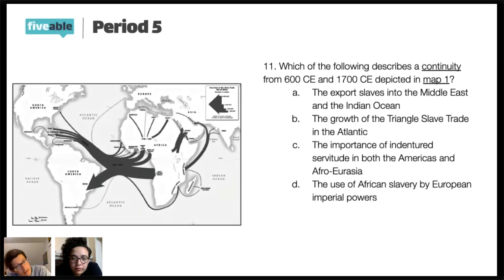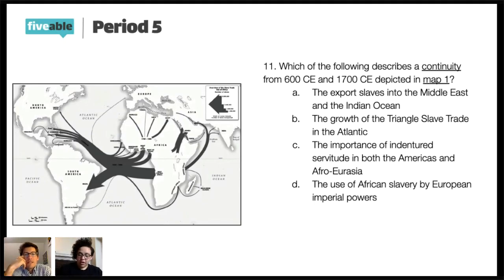All right. So trying to figure out in this time period, are there years on this map? I can't see. Let me look at the other map. Let's see. We've got export of slaves into the Middle East and the Indian Ocean. There are some dates on it, but they are tough to see. It says 1500 to 1900, and a few other dates in some regions, but it doesn't have a date for all the movements. Some trans-Saharan trade it shows from 1700 to 1900, but the other dates are not listed. The options are: the growth of the triangle slave trade in the Atlantic, the importance of indentured servitude in both the Americas and Afro-Eurasia, and the use of African slavery by European imperial powers.